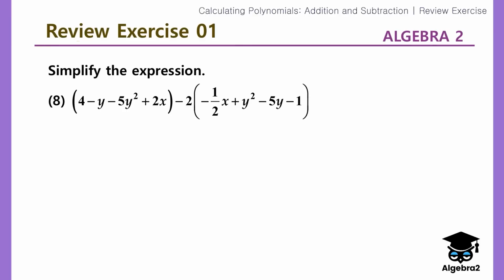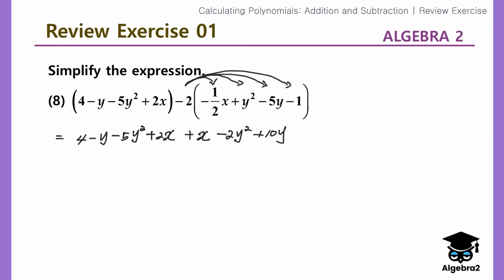Number 8, we're going to solve the parentheses first. So that is equal to 4 minus y minus 5y squared plus 2x. Here, negative 2 times negative 1 over 2, that's 1, right? Positive 1. So we have a plus x, minus 2 times y squared, that's minus 2y squared, minus 2 times minus 5y, that's going to be plus 10y, minus 2 times minus 1, that's plus 2, right?